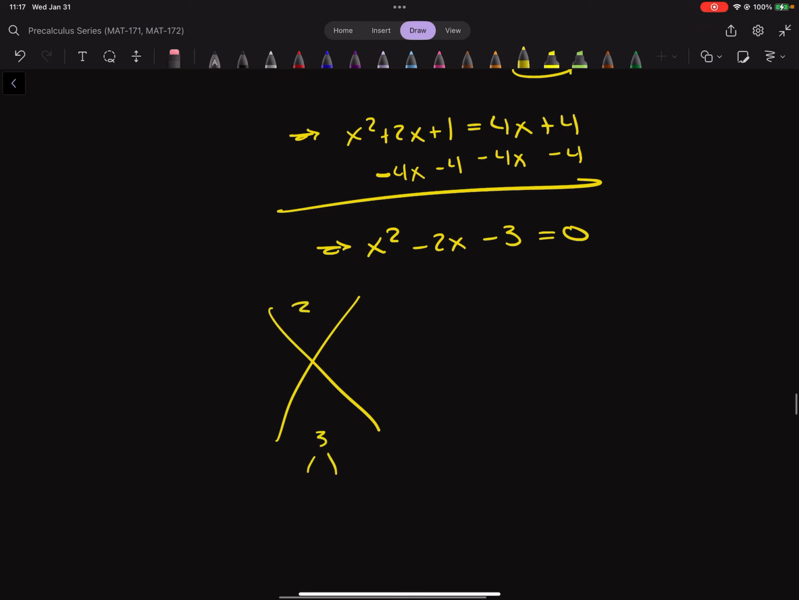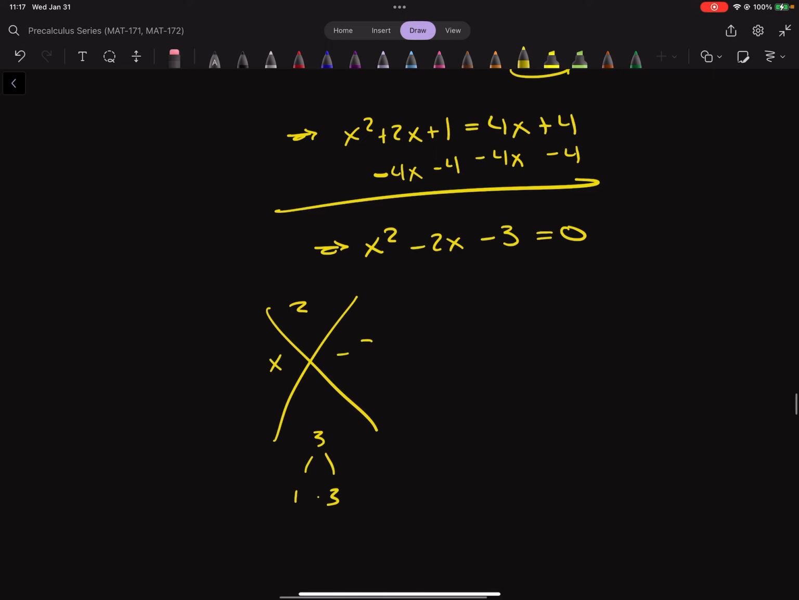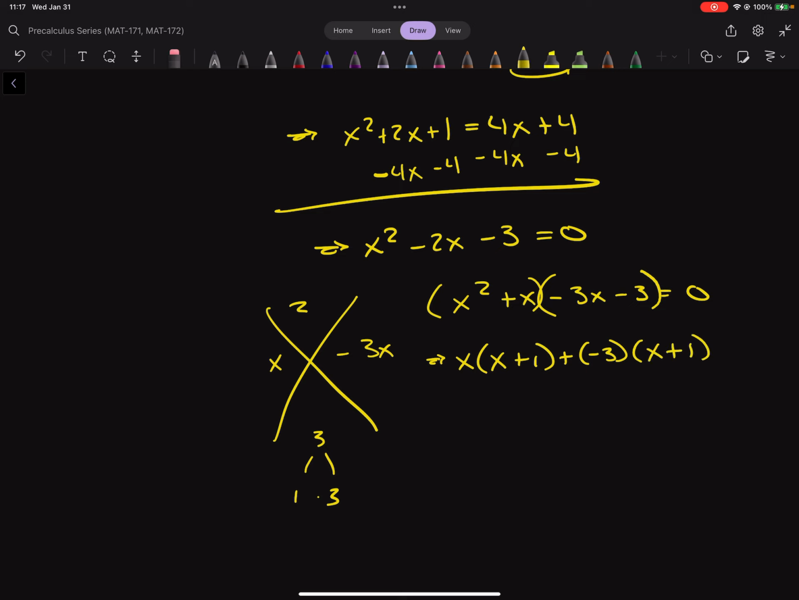So this is going to be x minus 3x. So I have x squared plus x minus 3x minus 3 equals 0. x times x plus 1, negative 3 times x plus 1 equals 0. Factor out an x plus 1. Left with an x minus 3. Proposed solutions.